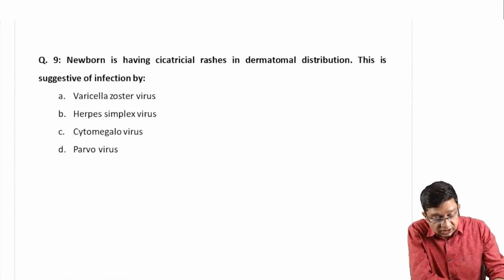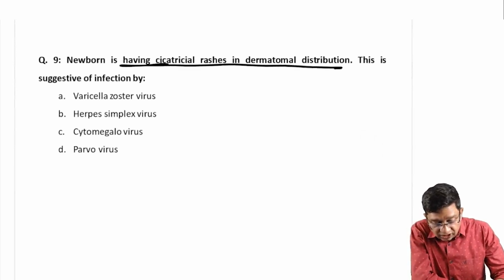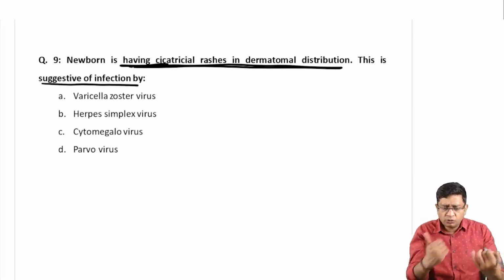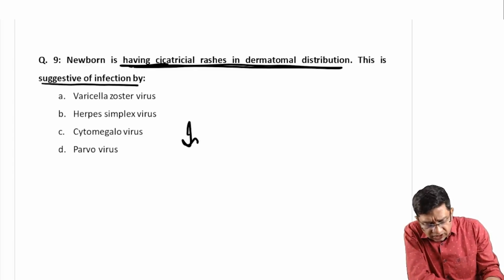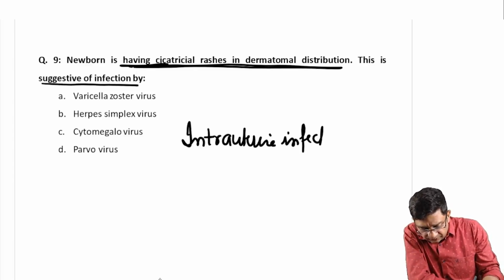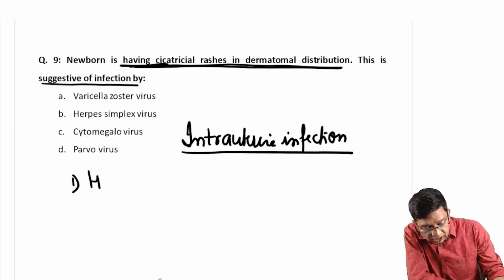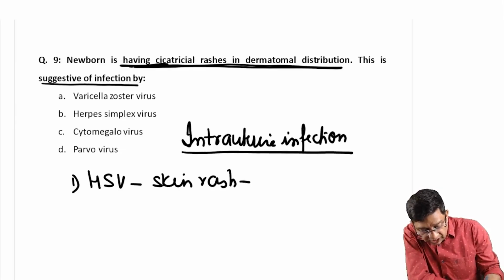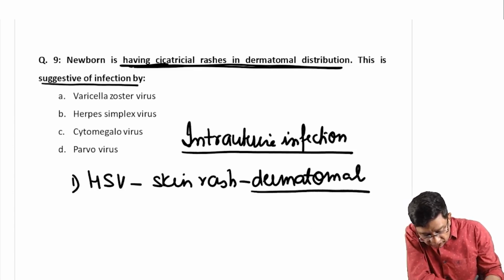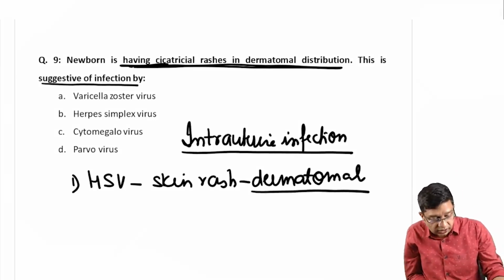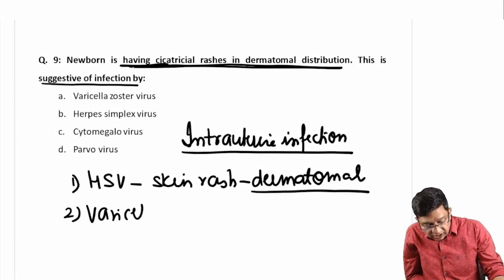Newborn is having the cicatricial skin rash in dermatomal distribution. This is suggestive of infection by. A newborn is having a skin rash. So if we think in context of the intrauterine infection, one is the herpes simplex virus. There is also skin rash in the dermatomal distribution. And second is the varicella zoster.